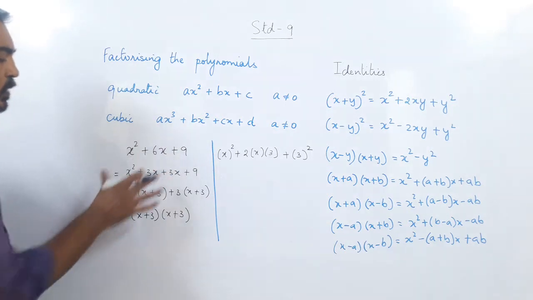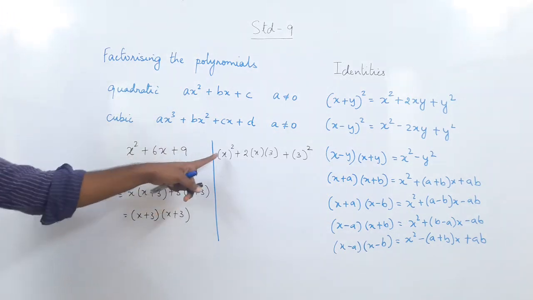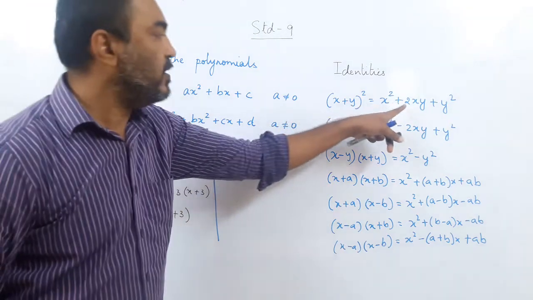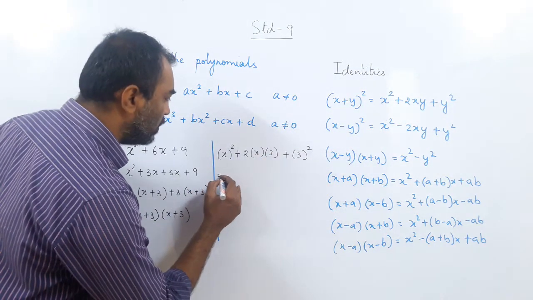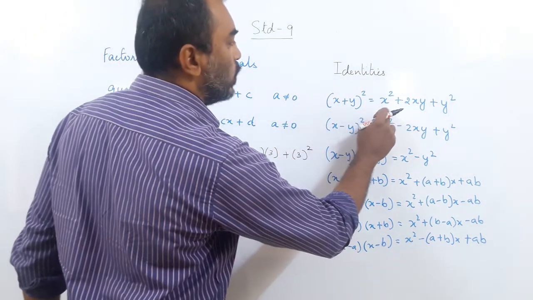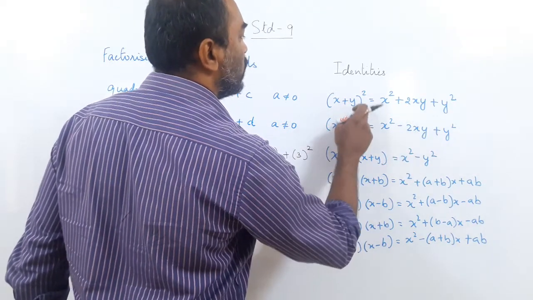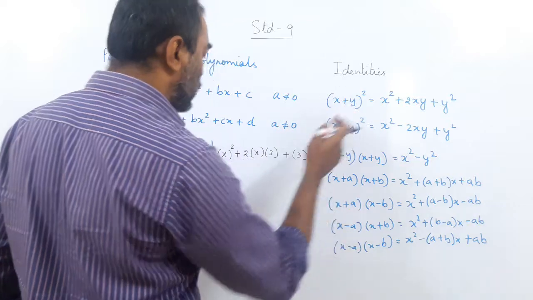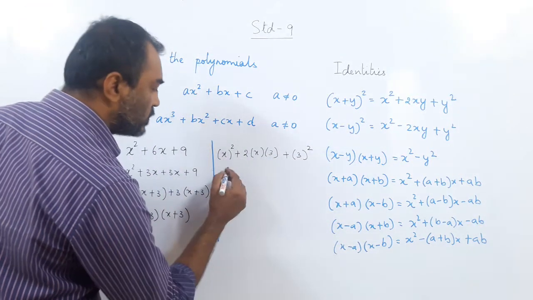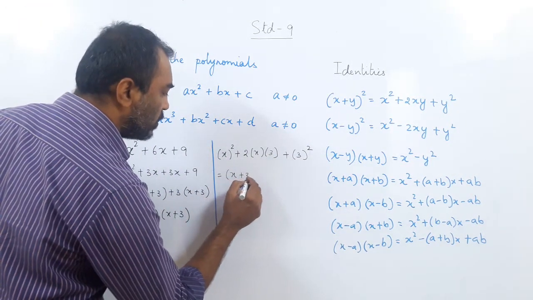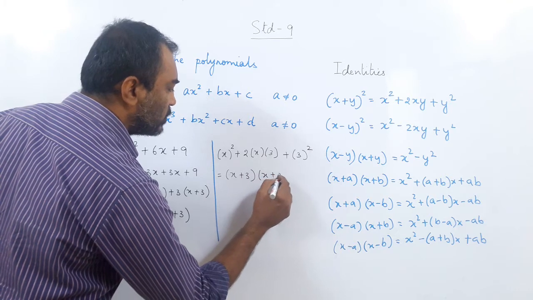So here I did not use split. Earlier I split the middle term. Here I did not. Here I used an identity. Now I know this identity that x square plus 2 into x into y plus y square is x plus y the whole square, or x plus y into x plus y. So this becomes x plus 3 into x plus 3.